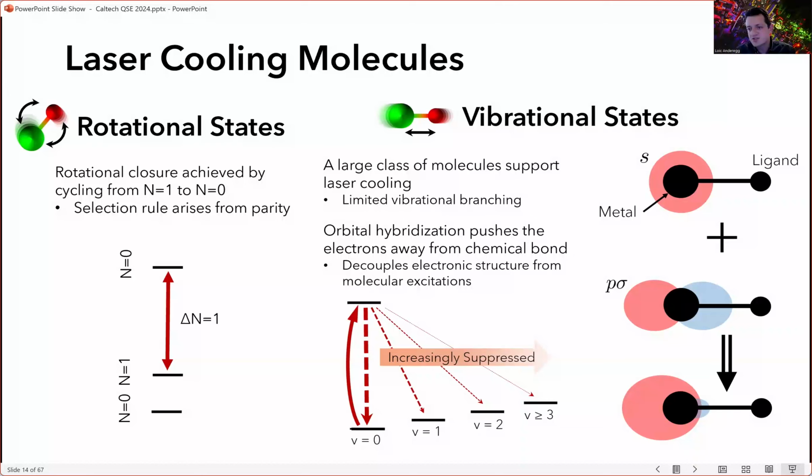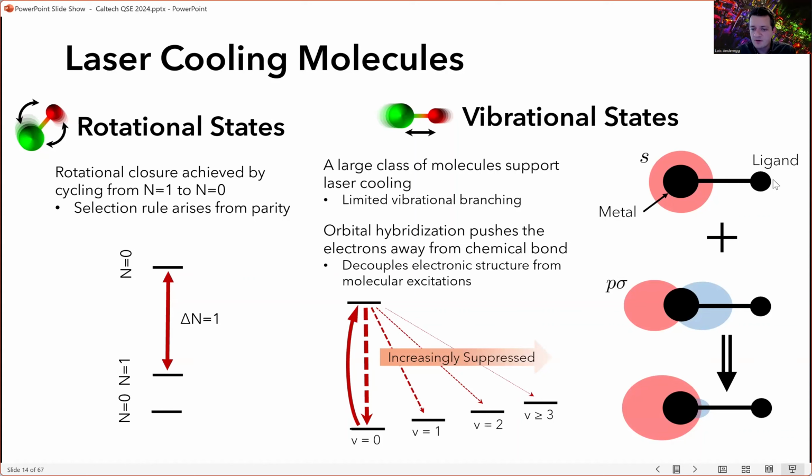As far as vibrational states are concerned, unfortunately, there are no selection rules. And here instead, we're making use of selecting the right type of molecule. So it turns out there's actually a wide class of molecules that support laser cooling. And there's a diagram here showing what type of molecules these are. So these are basically some sort of metal attached to a ligand.